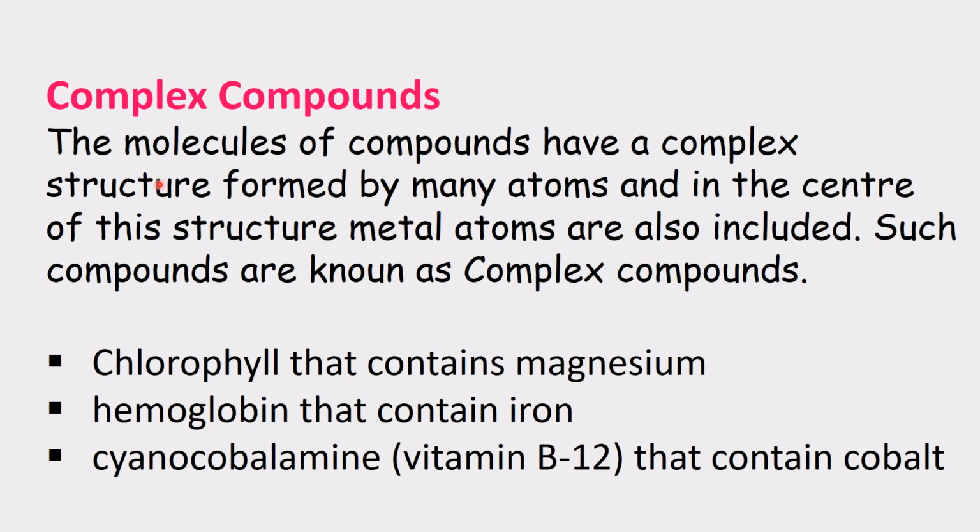Now complex compounds. The molecules of these compounds have a complex structure formed by many atoms, and in the center of this structure metal atoms are also included. Such compounds are known as complex compounds. For example, chlorophyll, which you all know is found in leaves, contains magnesium. Hemoglobin, which is present in the blood, contains iron. And cyanocobalamin, that is vitamin B12, contains cobalt.